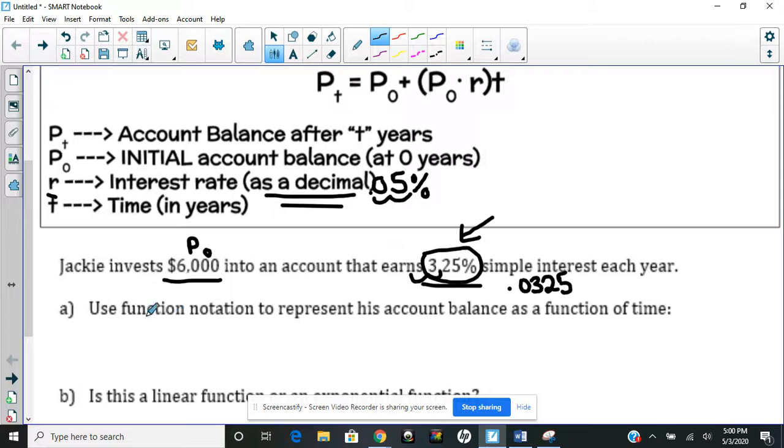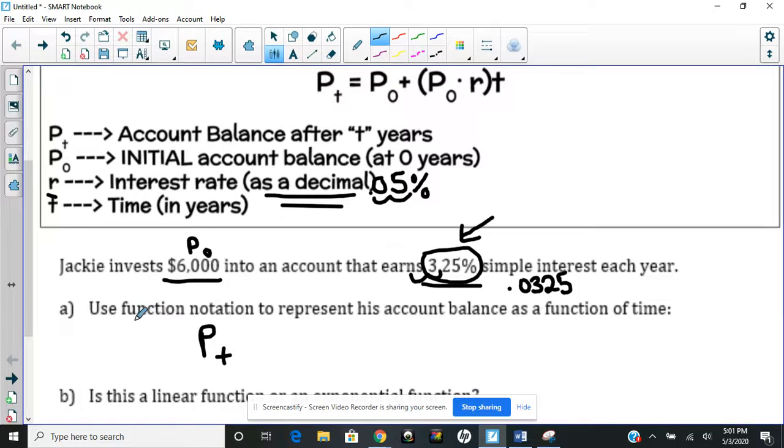Okay, use function notation to represent his account balance as a function of time. Because the formula right here says P of t, I'm just going to use P of t, P sub t.